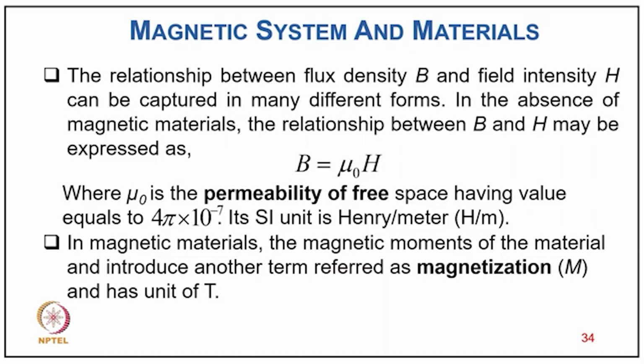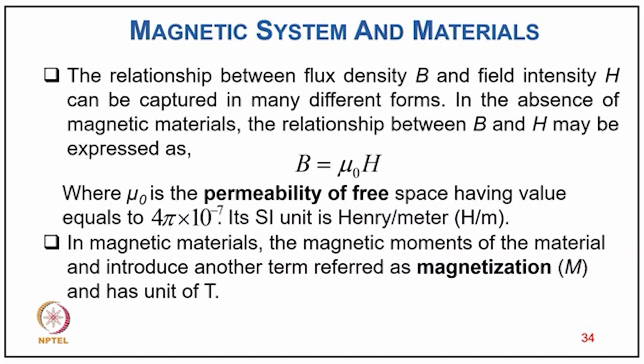The relationship between the flux density and the field intensity can be captured in many different forms, and in the absence of magnetic material the relation between B and H may be expressed as B equal to mu 0 H. So we consider that if it is not a ferromagnetic material, all materials behave similar to air. So we take the permeability of air, mu 0, here. Mu 0 is the permeability of free space, having the value 4 pi into 10 power minus 7, and its SI unit is Henry per meter.